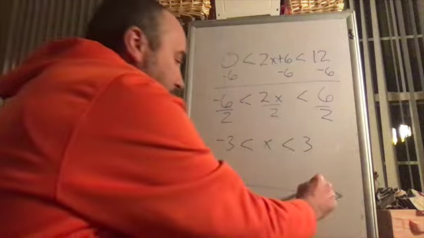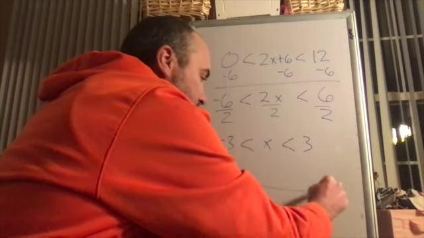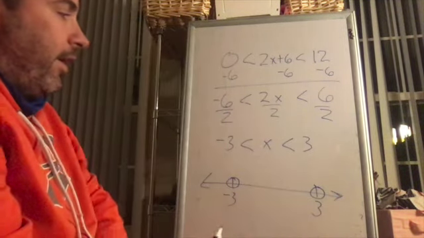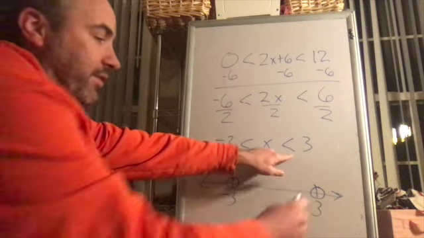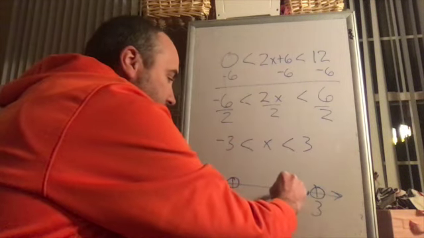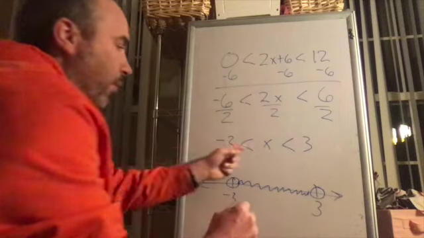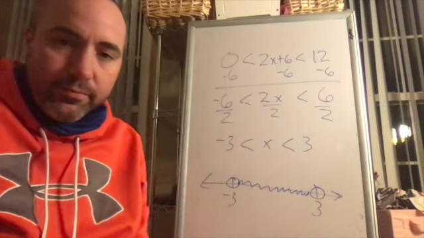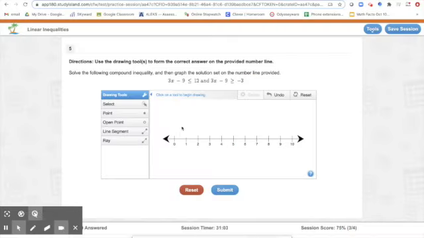And then at the positive 3, I'm going to also put an open circle on that. And x has to be in between. It's less than 3 and greater than negative 3. I apologize. I ran into some technical difficulties and didn't realize some of my work got cut off here.